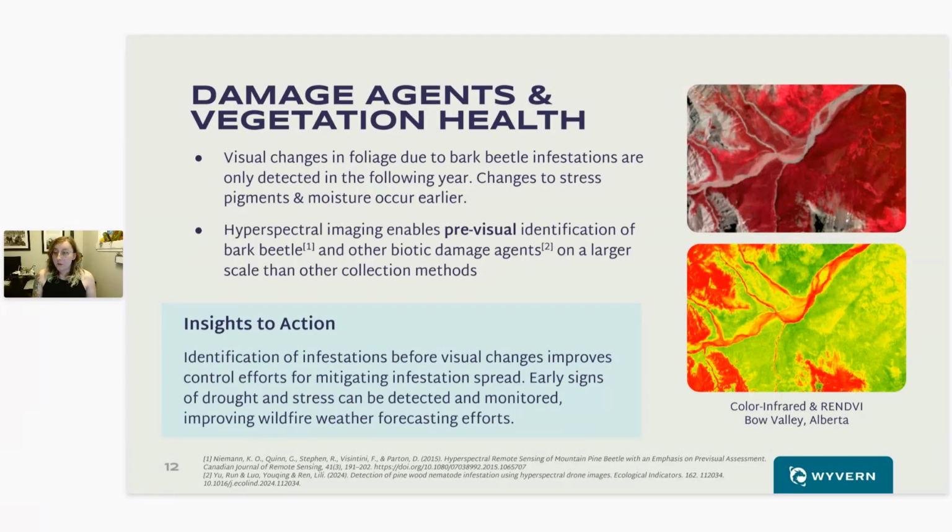And that turns into action. If you can detect those damage agents early, if you can control infestation spread, you can mitigate risk. You can get those forests logged, get some money out of it, or update your maps and understand the forest better. There's a lot I could talk about here.